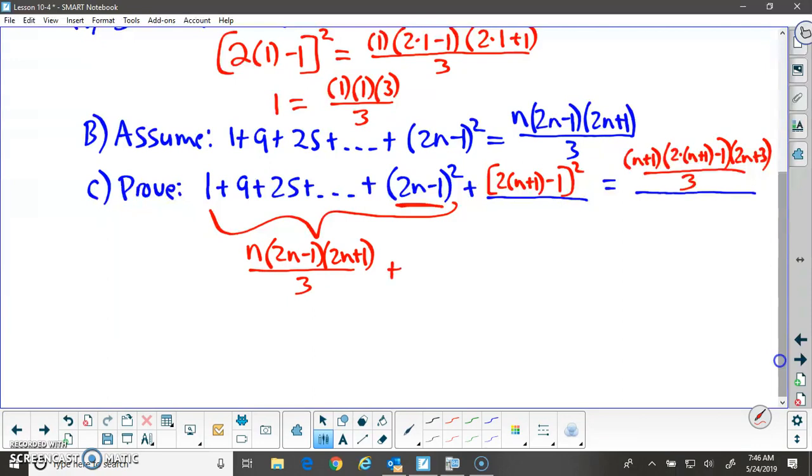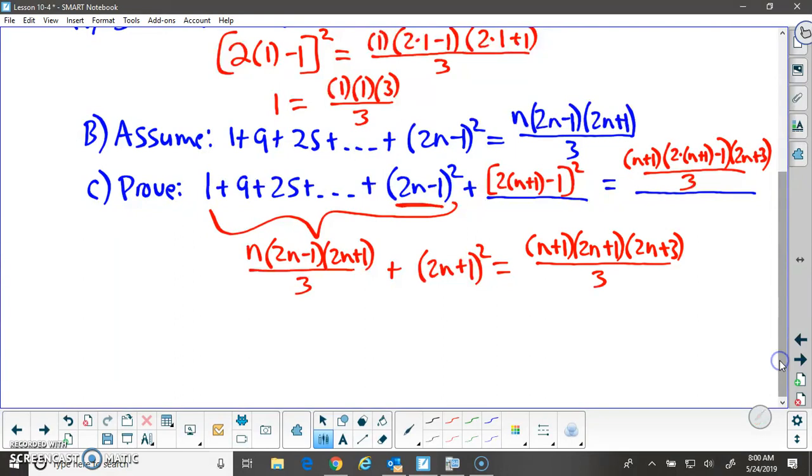Then we add this next term. Let's simplify that. So that gives us 2n plus 2 minus 1, or 2n plus 1 quantity squared. And if I simplify this, we got n plus 1, 2n plus 1, 2n plus 3, all divided by 3. I'm going to try to show the left side equals the right side, and with the amount of space I have here it is going to be challenging, but let's see if we can do it.